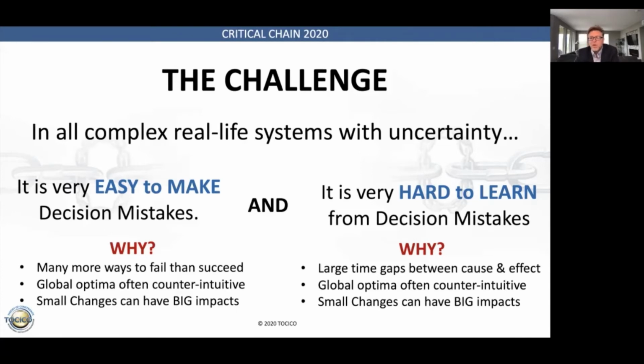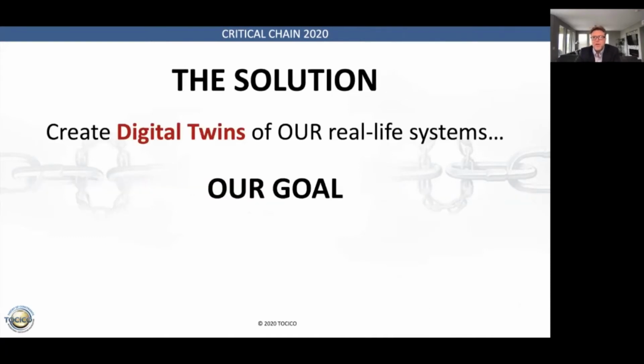When we do, is there a solution? And the solution that I'm presenting today is building digital twins, dynamic simulation models of these real life systems.